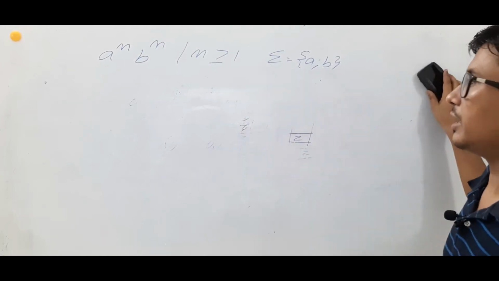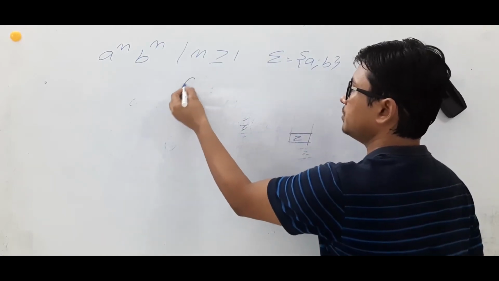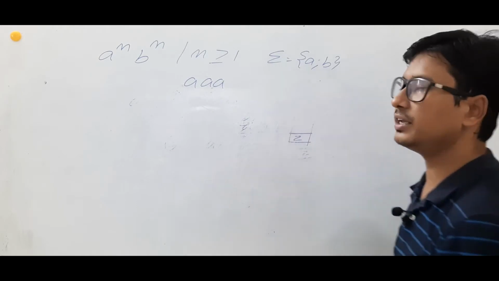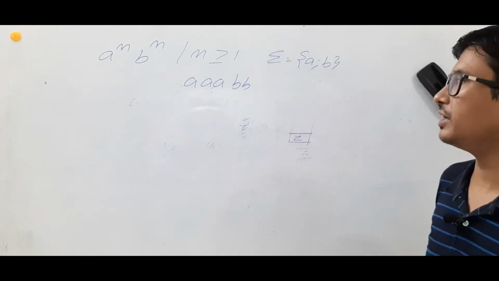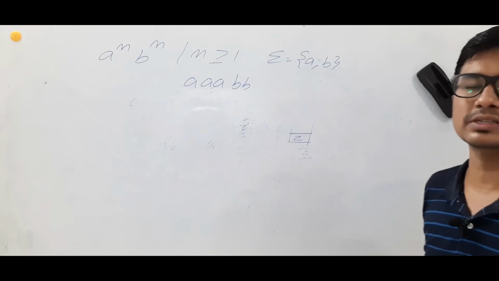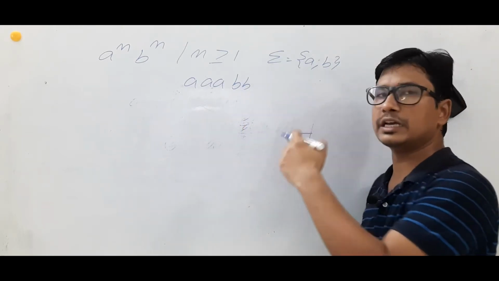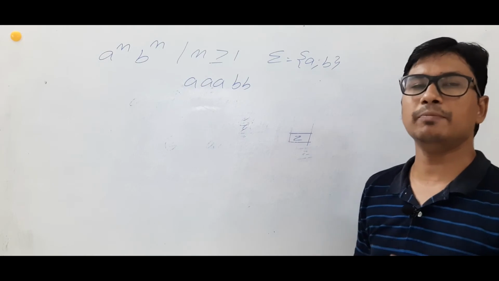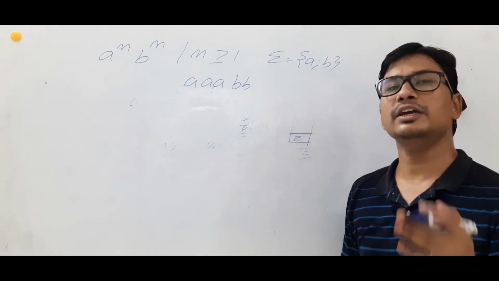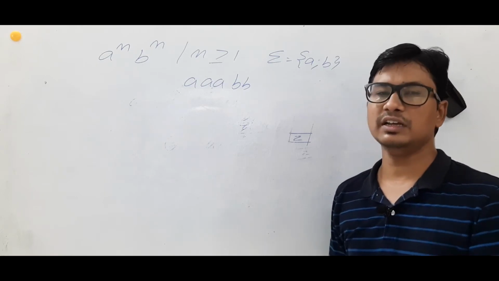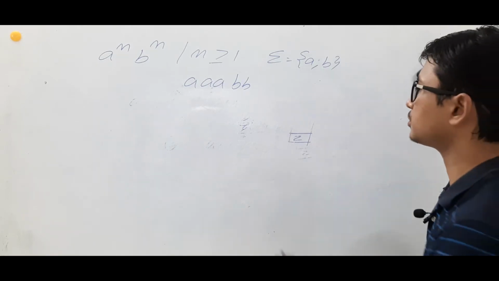When I can say that the number of A's is not equal to the number of B's, I have found 3 A's and 2 B's. Now if you see that the number of A's is not equal to the number of B's, then this string does not belong to this language, and my pushdown automata also should not accept it. How can I say that? If it does not reach the final state, then I can say that it is not accepted by the pushdown automata.